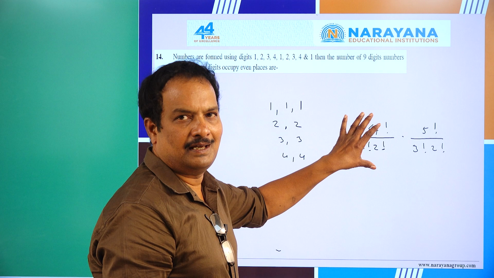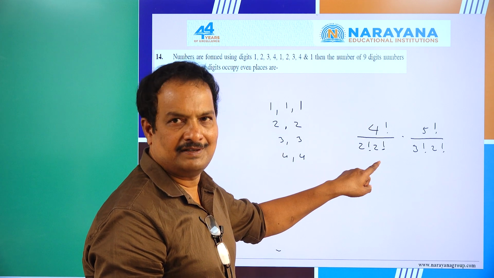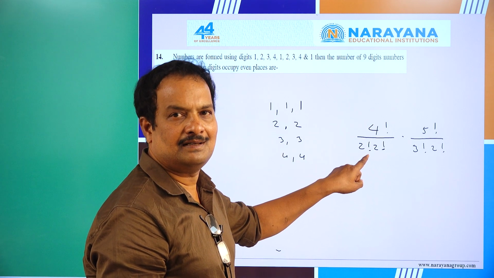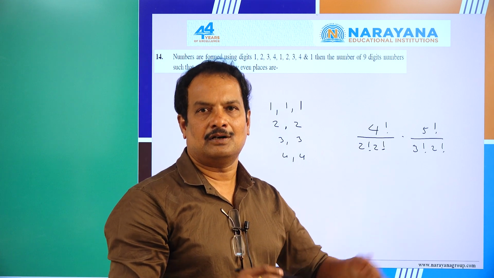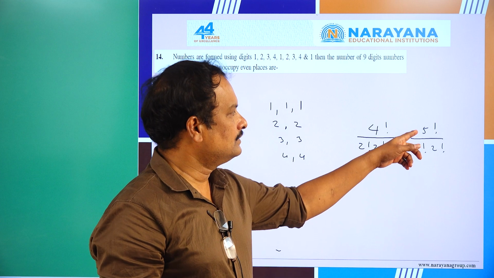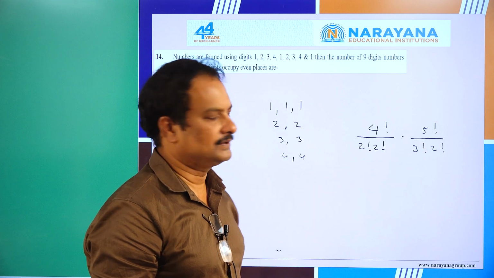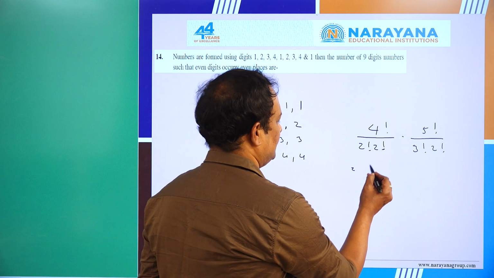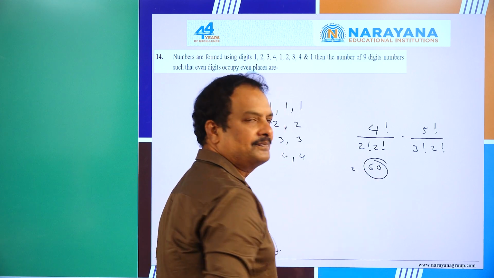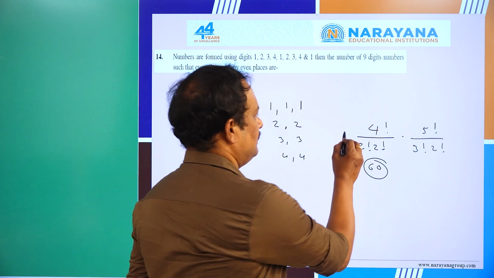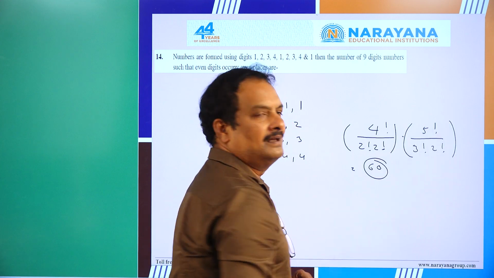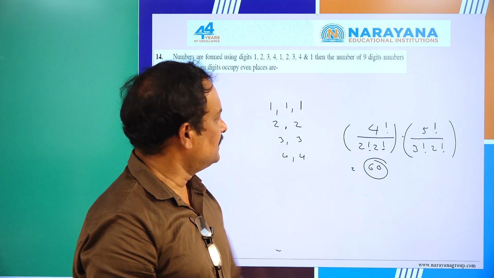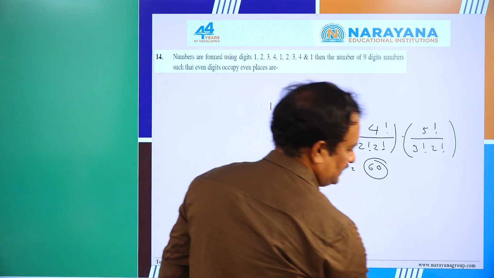The first one can be done in 4 factorial by 2 factorial into 2 factorial ways. What is the first one? Arranging the even digits in the even places. Arranging the odd digits in the odd places, automatically you have to do that. So that is 5 factorial by 3 factorial into 2 factorial. When you simplify this, finally you will get 60 as the answer. Of course, this is the number of ways of arranging the even digits in the even places. The second one is the number of ways of arranging the odd digits in the odd places. That's all. Now let's go for the next question.